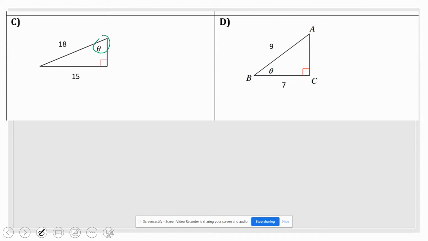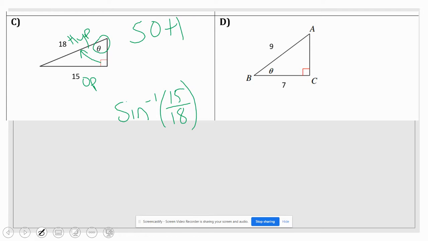Letter C, our theta up here. This 18 is the side opposite the right angle, so that's our hypotenuse, and the 15 is opposite our angle measure that we're looking for. So we have OH. So sine, so we're using sine to the negative first, or inverse sine, opposite over hypotenuse.